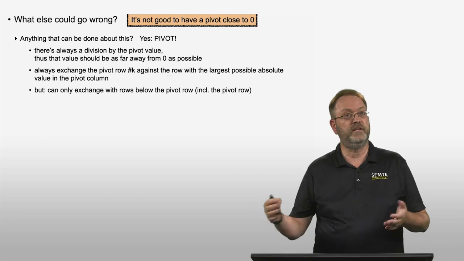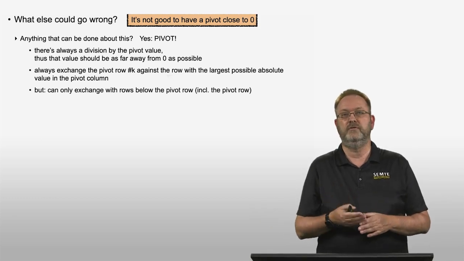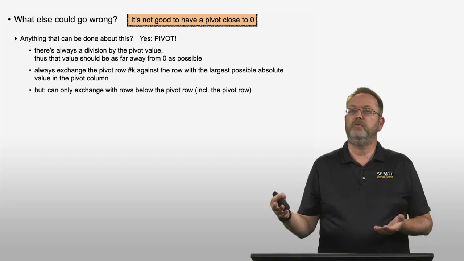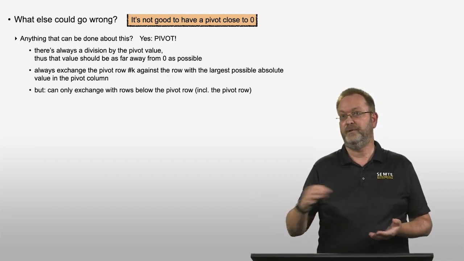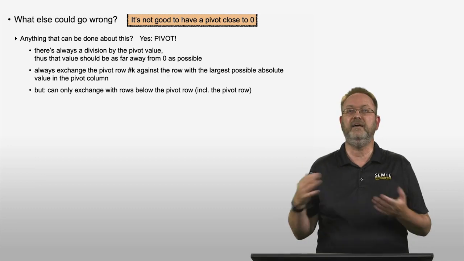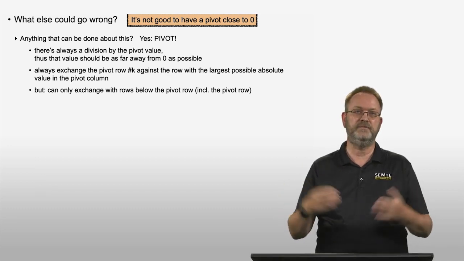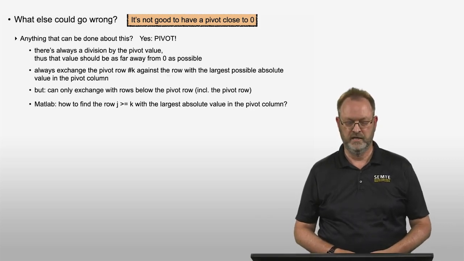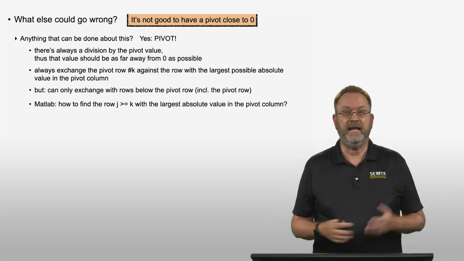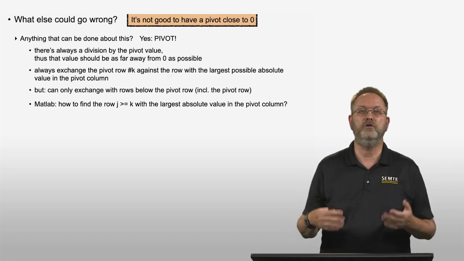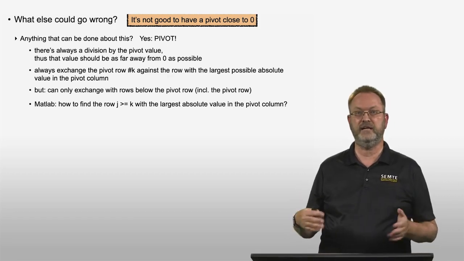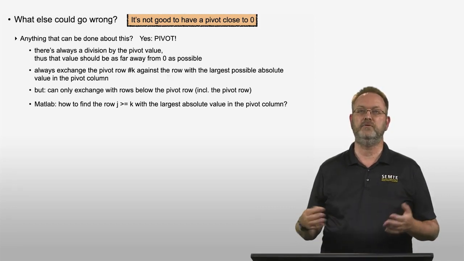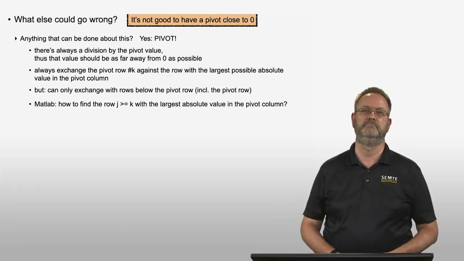So we will always strive to take the largest possible pivot value. But in our algorithm, we can only do row exchanges with rows below our current pivot row. And that, by the way, includes the pivot row. We can exchange the row with itself if the pivot entry in this pivot row just happens to be the largest possible absolute value. So the task now for MATLAB, if we want to code this, is how do we find the row j, greater than or equal to our current pivot row k, with the largest absolute value in the pivot column.